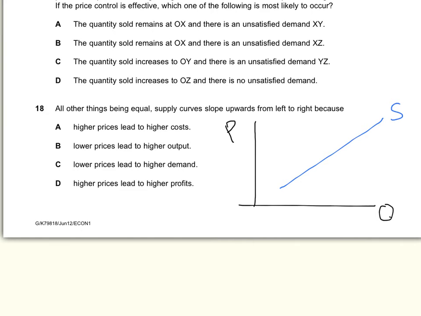Question 18, the first thing I would do, as I've just done, is draw a simple diagram by the side just to help me focus on the question. Let's go through the options. All other things being equal, the supply curve slopes upward from left to right because higher prices lead to higher costs. Well, that's nonsense because that's the wrong way around. Lower prices lead to higher output. Well, actually, if lower prices lead to higher output, the supply curve would look like that, which clearly cannot be true.